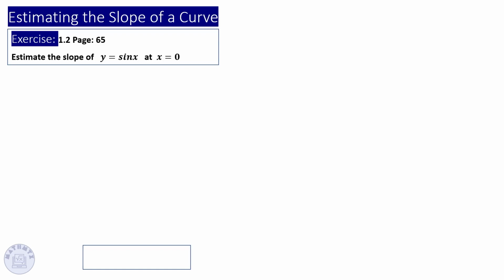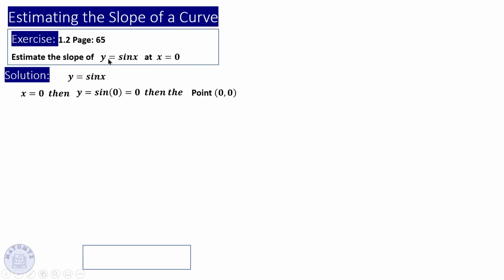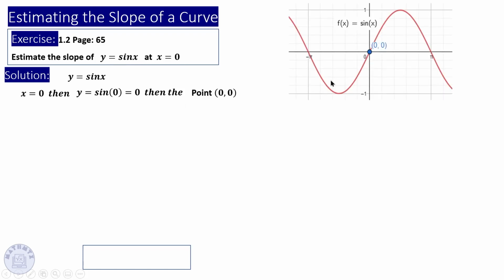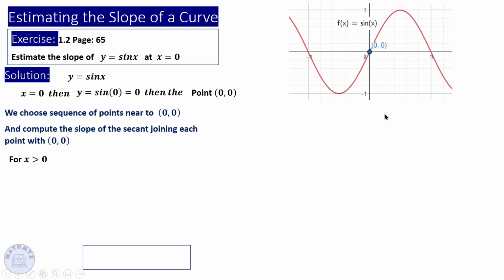Okay, I hope you did so. So let's jump into the solution. We have the desired point here as 0, so I need to find the y coordinate at this point. Substituting in the function, sine of 0 is 0. So I need to take a point to the right and then get closer, find the slope of the secant line at each point, and then do the same from the left side.